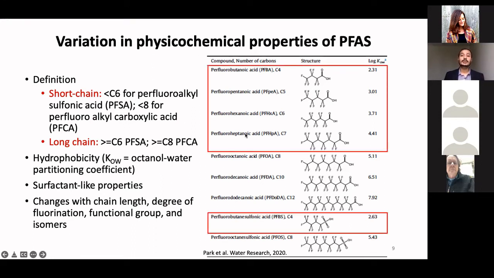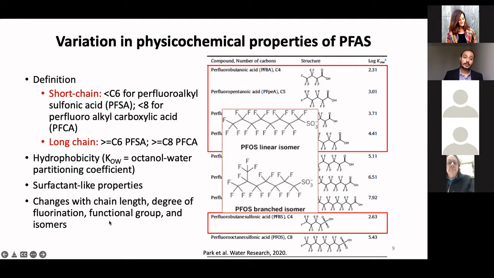On this table on the right, you can see the short chain compounds are highlighted with the red box. This is a good table to show how the properties of these short chain and long chain compounds vary. The property summarized here is the octanol water partitioning coefficient, which is indicative of the hydrophobicity of the compound. As you can see, the short chain compounds have a lower value for this octanol water partitioning coefficient, meaning that they are less hydrophobic and less likely to adsorb onto your filter materials as well.